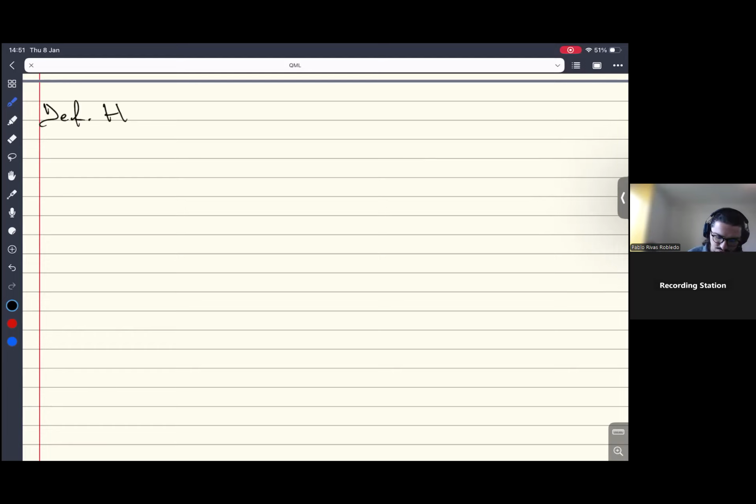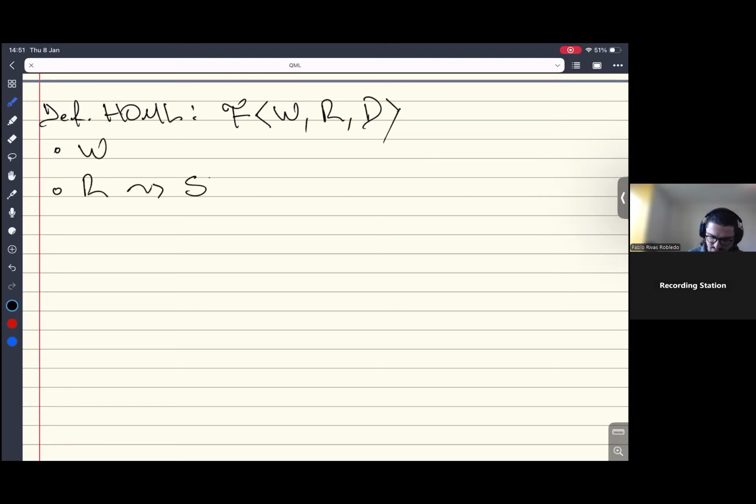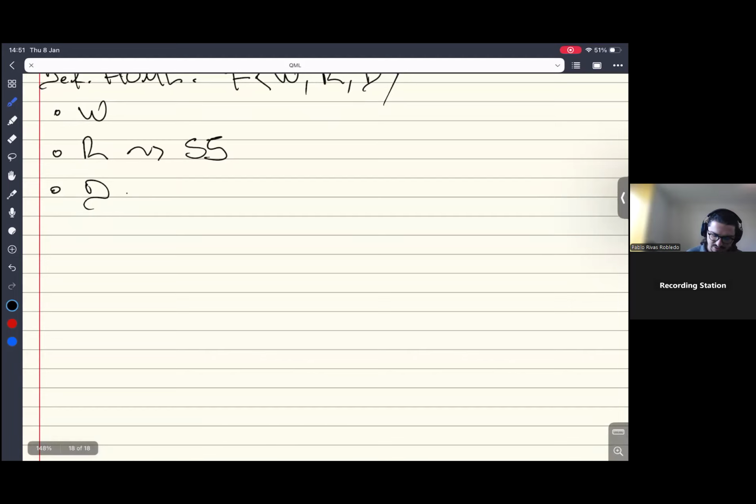So, we're going to define a frame. Fancy F: worlds, accessibility, and a domain. Worlds is what you expect. R is going to be S5 from the get-go. And D is going to be a hierarchy of domains for small t and big T, defined as follows.